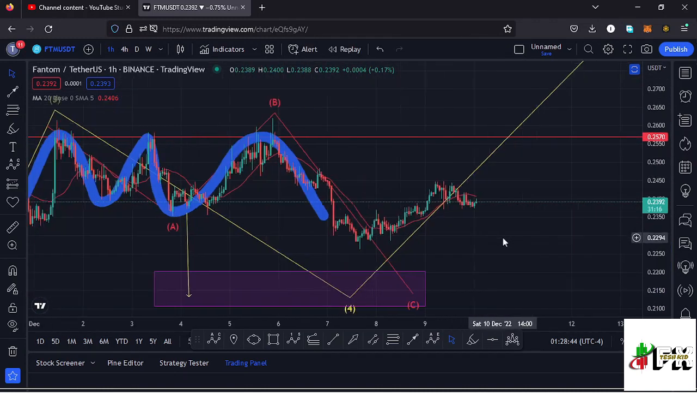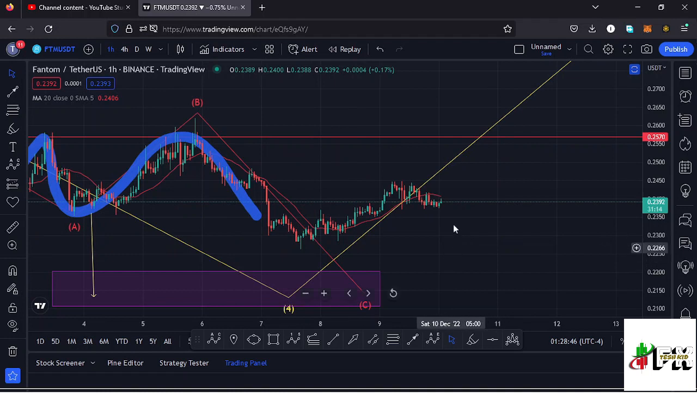Also taking a look at what is happening here on the Fantom chart, you can see that we are trading below the 20-day MA here on the 1 hour chart, and that means the 20-day MA is acting as resistance, and we need to manage to break above it for us to continue pushing higher. But it's giving us a resistance, and that means we can see a bit of a pullback once we hit it, and then see a bit of a retracement to fully maximize the formation of that wave 4.